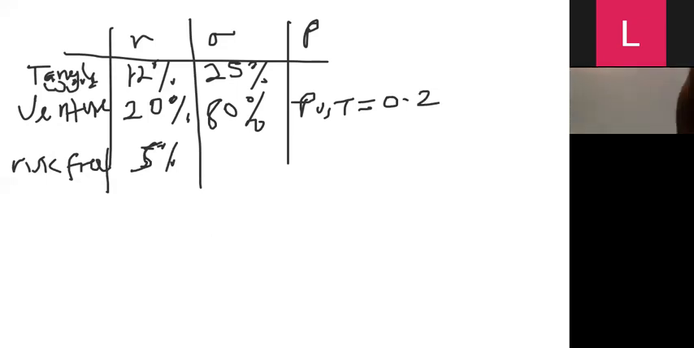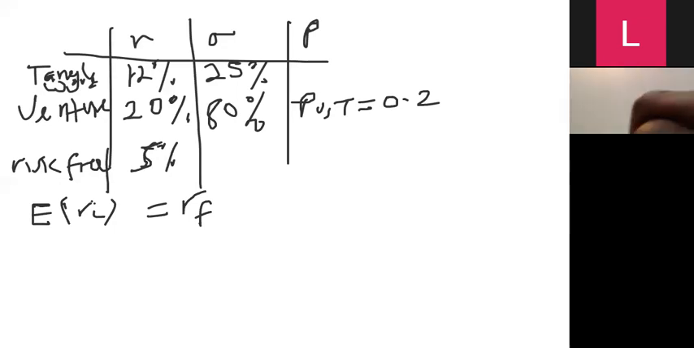Now, calculate the required rate of return via CAPM and use it to decide whether you should add the venture capital fund to your portfolio. The first thing you're supposed to know is our formula for CAPM. So CAPM states that the expected return of a particular investment i is equal to RF plus beta times (RM minus RF).